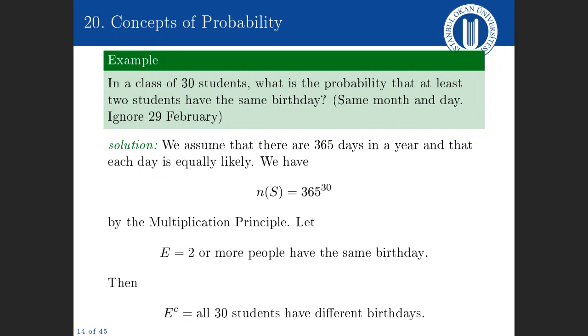So that means the first student can be born on any of 365 days, and then the second student can be born on any of 365 days, so 365 times 365. And then the third student could be born on any of the 365 days, so 365 multiplied by 365 multiplied by 365 for 3 students, and then go on. We have 30 students, so it's going to be 365 to the power 30.